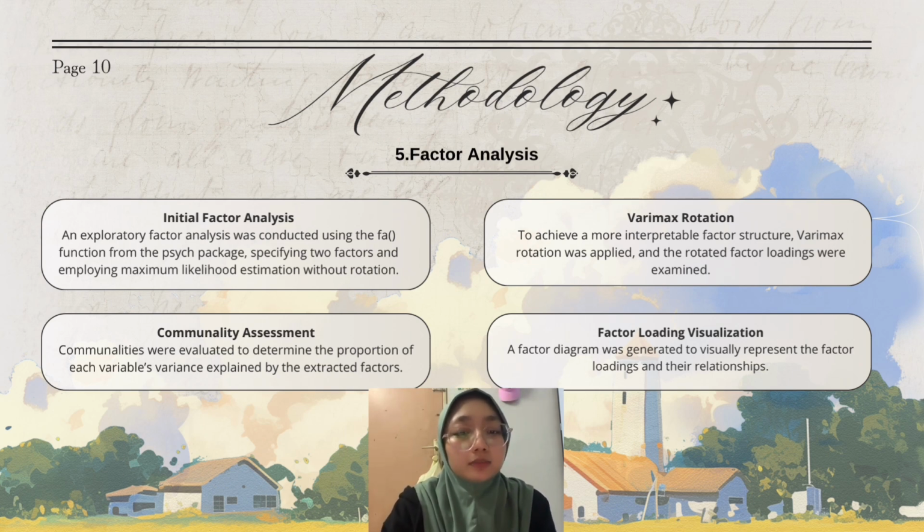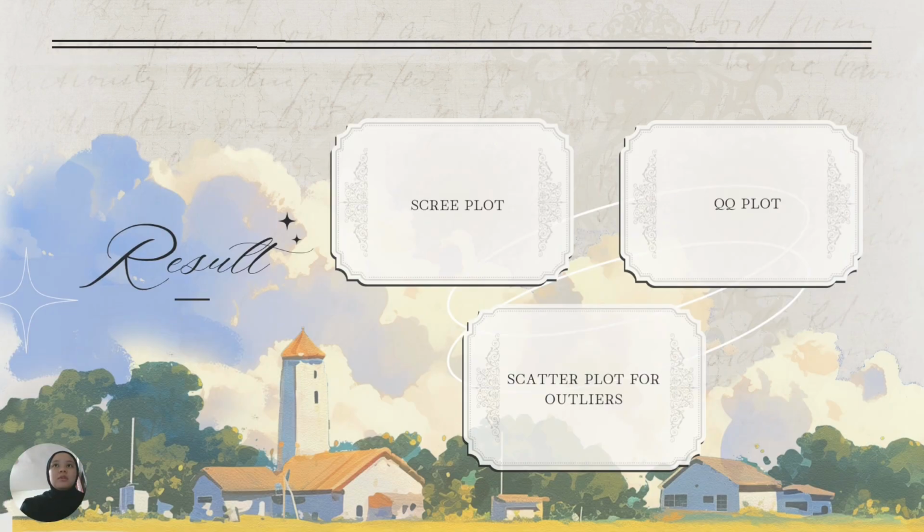And the communality assessment: communalities were evaluated to determine the proportion of each variable's variance explained by the extracted factors. And the last one is factor loading visualization, where a factor diagram was generated to visually represent the factor loadings and their relation. I am Noornaja and I will briefly explain the result.